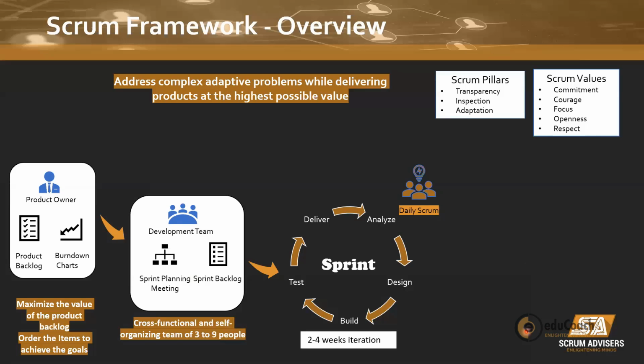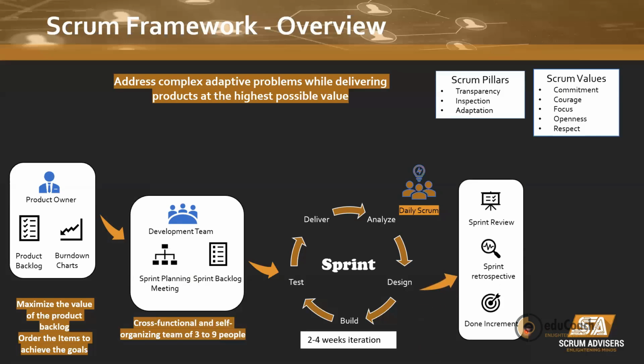The next time box meeting is the sprint review. This is again about 4 hours for a 4-week sprint, and for a shorter sprint, it can be shorter. This is where the demonstration of the product increment is done. And this is again an inspect and adapt meeting where the feedback is received from the stakeholders, from the customers, and from everyone about the product, how the product is progressing.